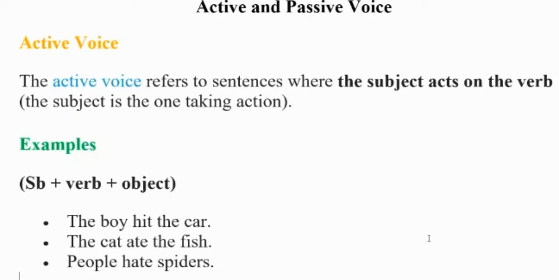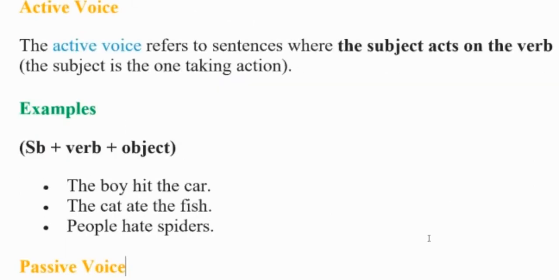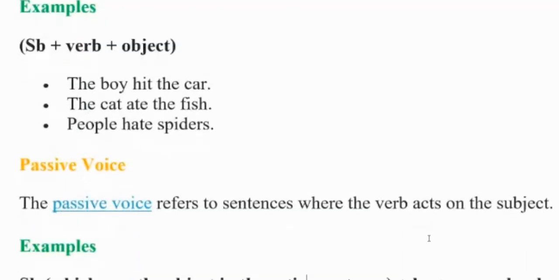So we have the boy hit the car. The cat ate the fish. People hate spiders. So we have the subject and the verb and the object. So it can be in any form. Now we have it in the past, it can be in the present, in any form. That's the active voice. Now the passive.